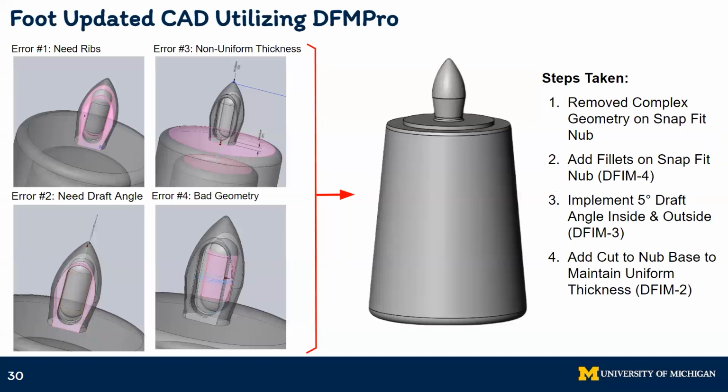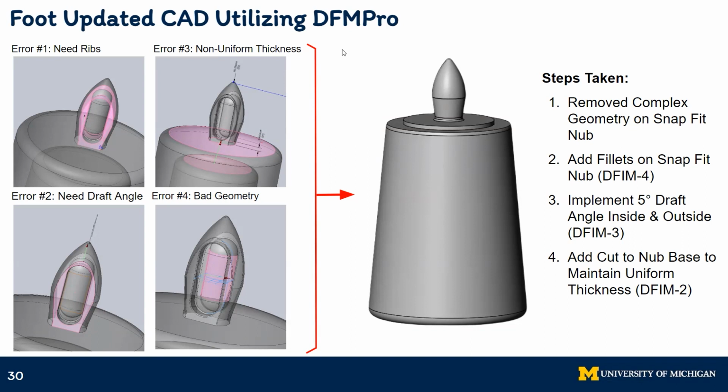3 of these errors related to the complex geometry within the snap fit attachment located at the top of the foot, and 1 error related to the non-uniform thickness that existed as a result of the foot having a hollow design. To address the errors relating to the snap fit attachment, we completely removed the complex geometry within the snap fit nub. Then, following DFIM 4, we added 0.2 millimeter fillets to all edges along the snap fit nub.